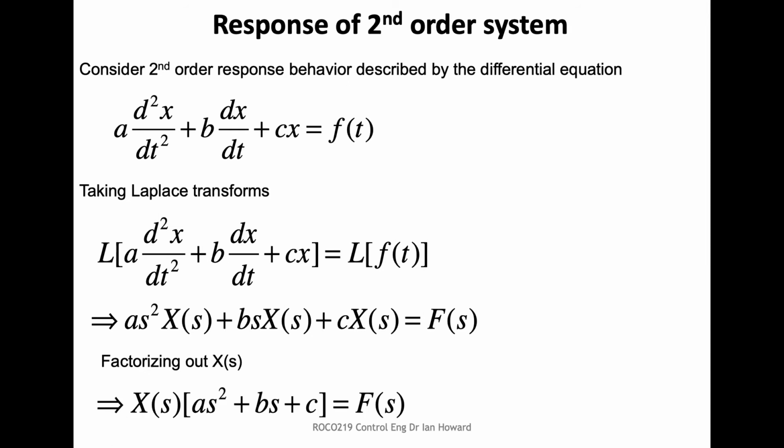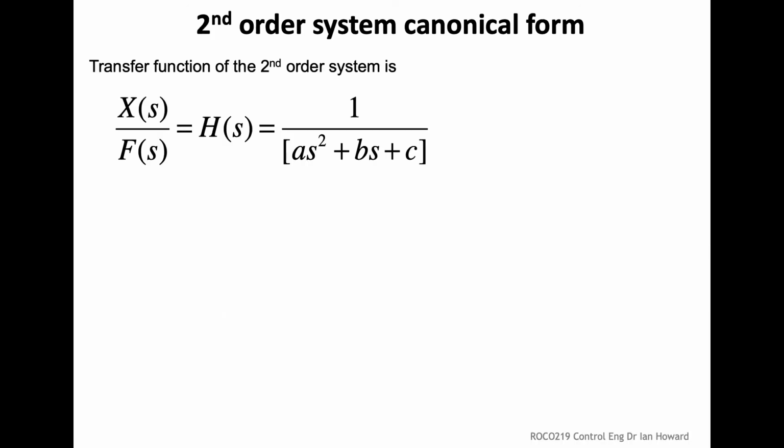We can factor out the X of s quite easily. And then what we need is to know what is going to be the transfer function. So what's X of s divided by F of s? And we see quite easily that just goes to 1 divided by a s squared plus b s plus c.